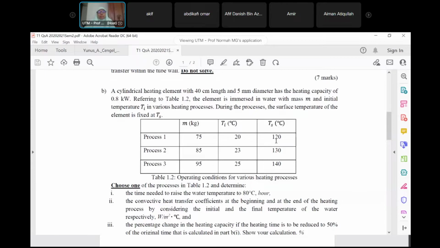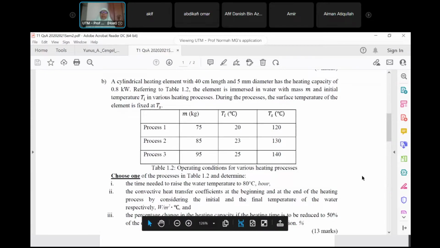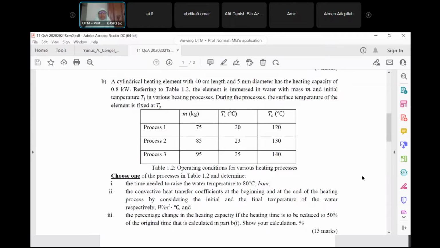So how do you go about this? Doesn't look like heat transfer, does it? Looks like thermo. Heat transfer is in thermodynamics. So how do you go about solving this? Students get a bit of a surprise when they saw this question because this actually is something to do with thermodynamics. Heat transfer, 40 centimeter length, 5 mm diameter. So it's a cylinder, has a heating capacity 0.8 kilowatt. So the mass, it has the mass, initial temperature.